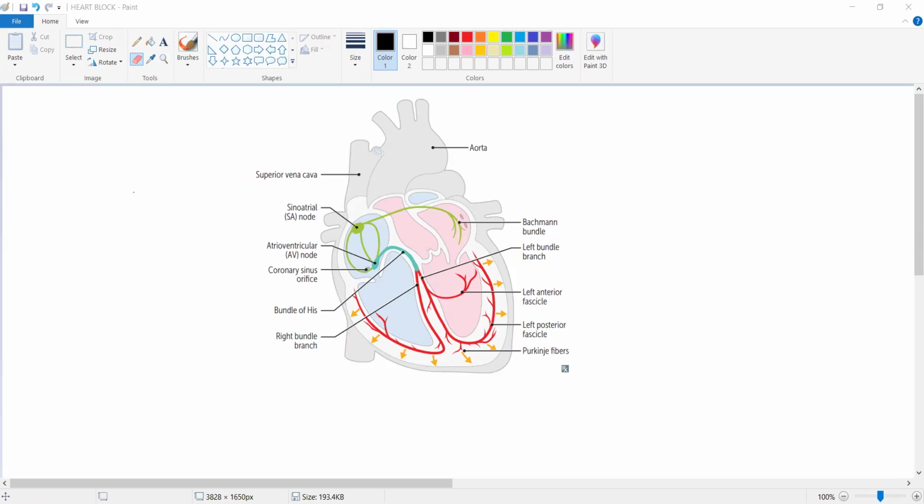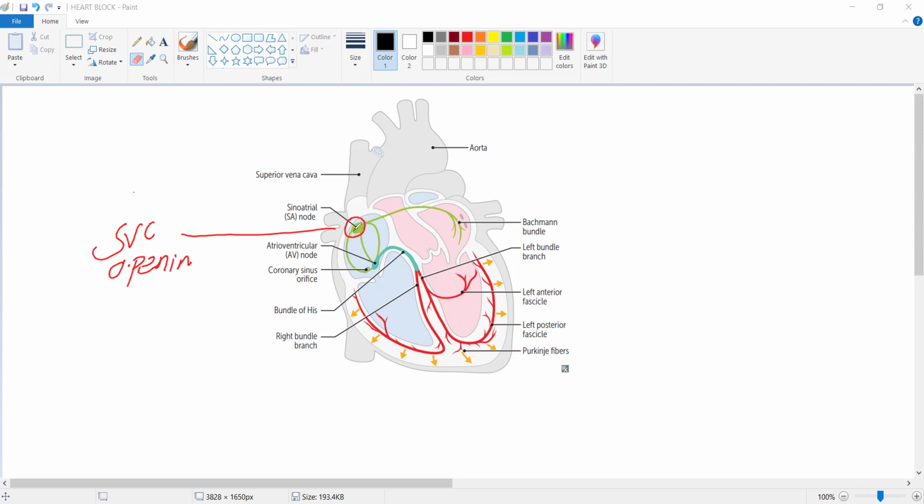So in the conduction system, the impulses are generated at the SA node. So this is the SA node. The SA node is the pacemaker of the heart, and the anatomy, the location of the SA node, is very important. It is located near the superior vena cava opening, right?